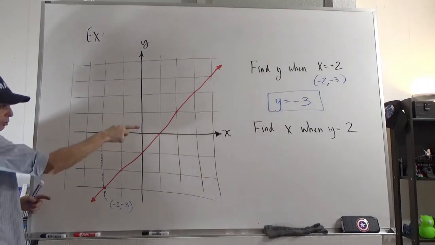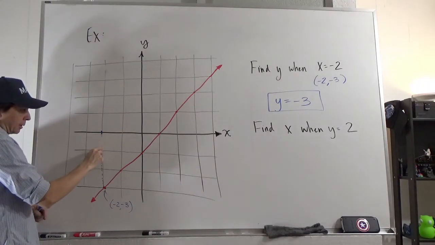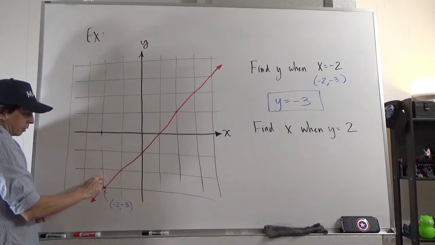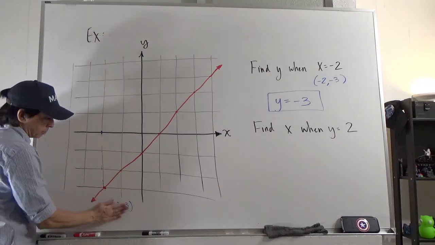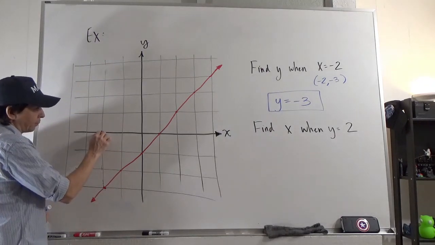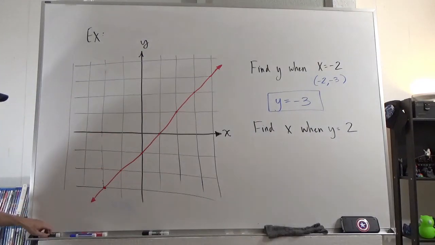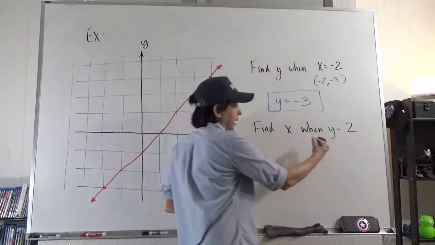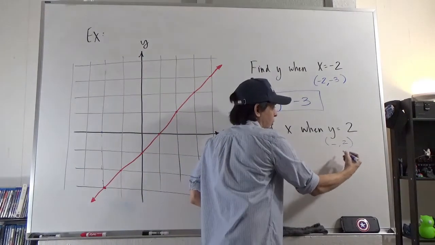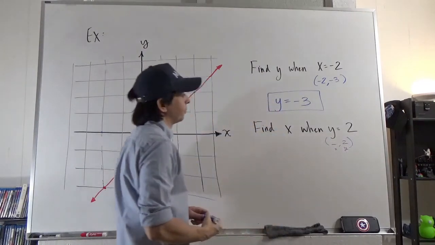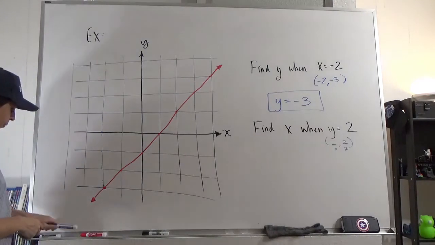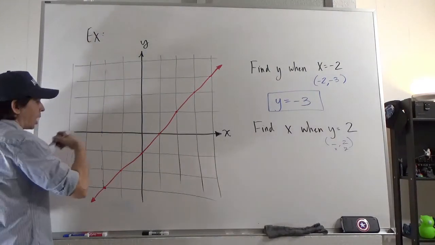Okay, I'm going to erase this because you have another problem to do. Think about that one. I don't want to clutter up my picture. It's a completely different point now. This time they're giving you y is equal to 2 and asking you to find x. So ultimately you're looking for a point that has blank comma 2. And so you look for 2 wherever y is equal to 2.